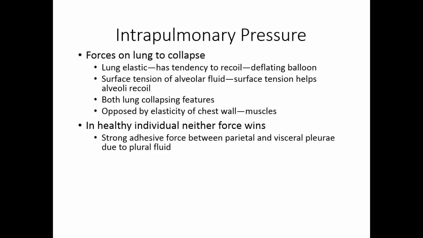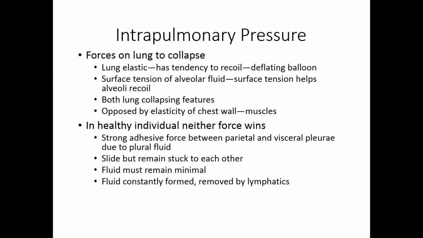There is a strong adhesive force between the parietal and the visceral pleura because of the pleural fluid between them. It allows the pleura to slide over each other, but keeps them stuck to each other. For this to work, the fluid must remain minimal. There just has to be a little bit. If you've ever stuck two wet glasses together, you know how hard it is to get them apart. But if you stick the glasses together while there's a lot of fluid in them, they don't stick like that. This is how the pleura works. Pleural fluid is constantly formed, so it must be constantly removed, and it's removed by the lymphatics.